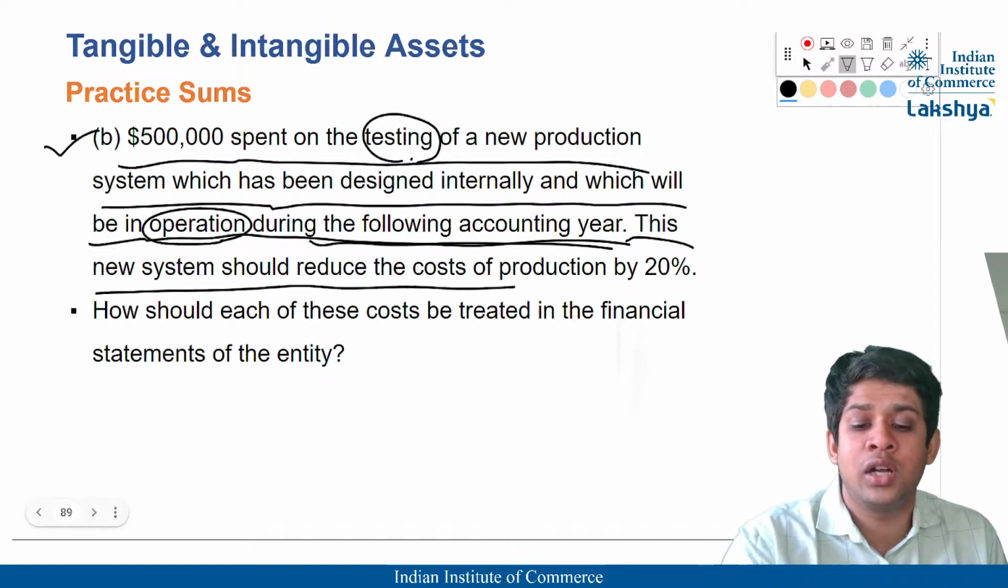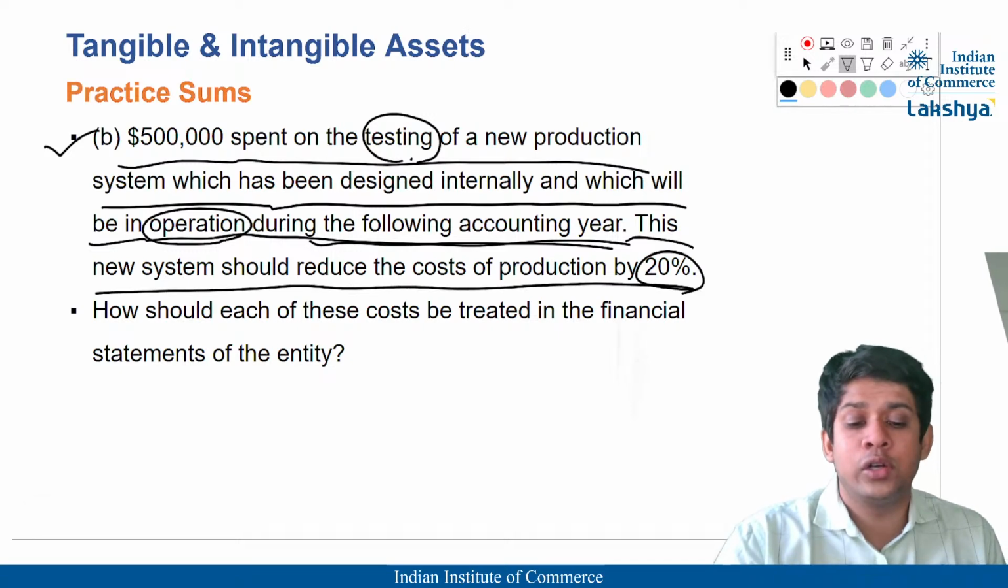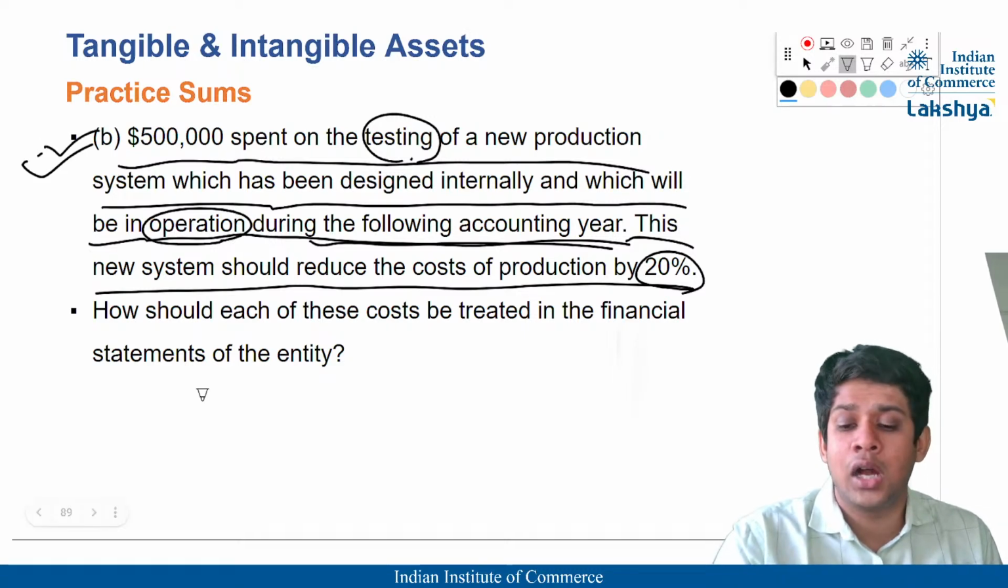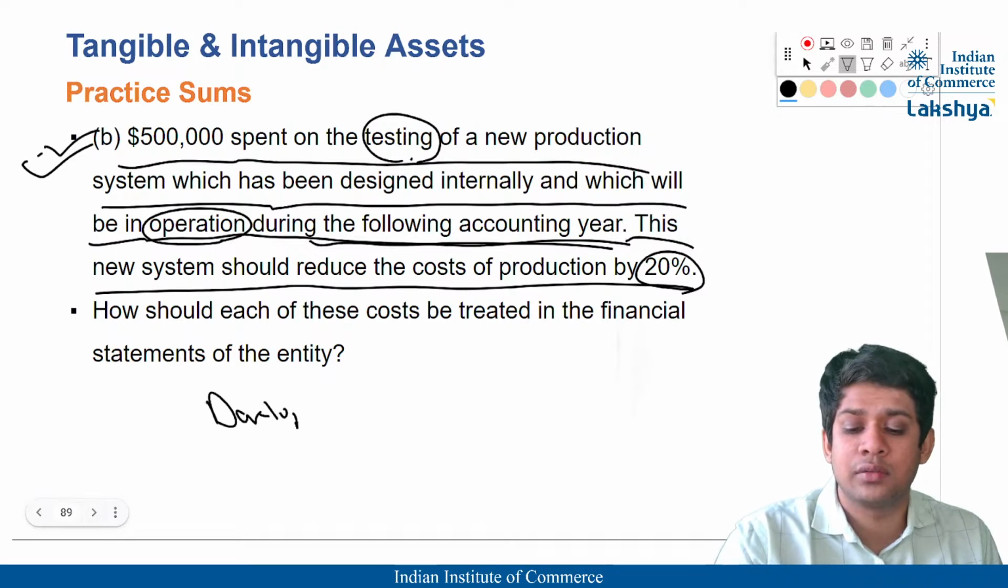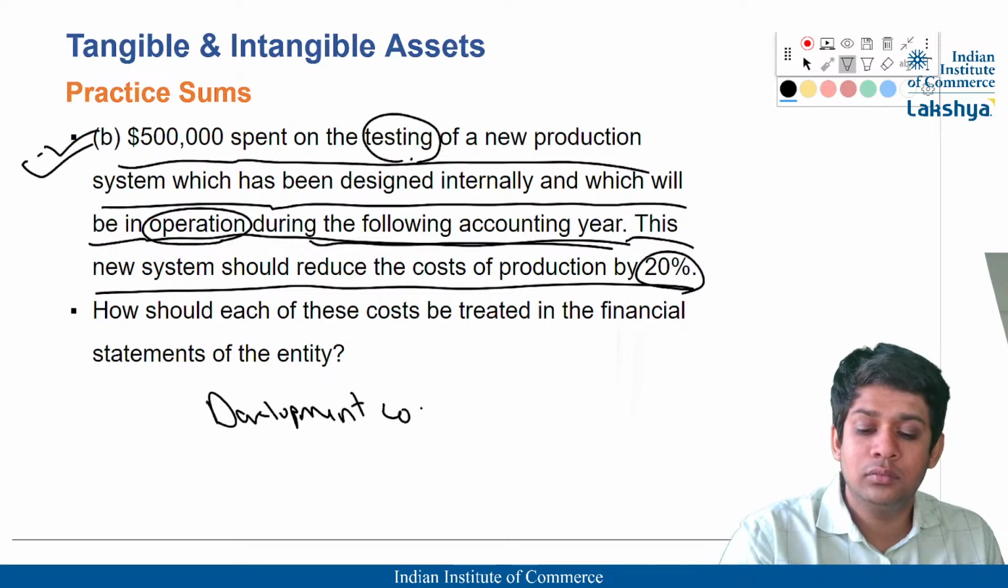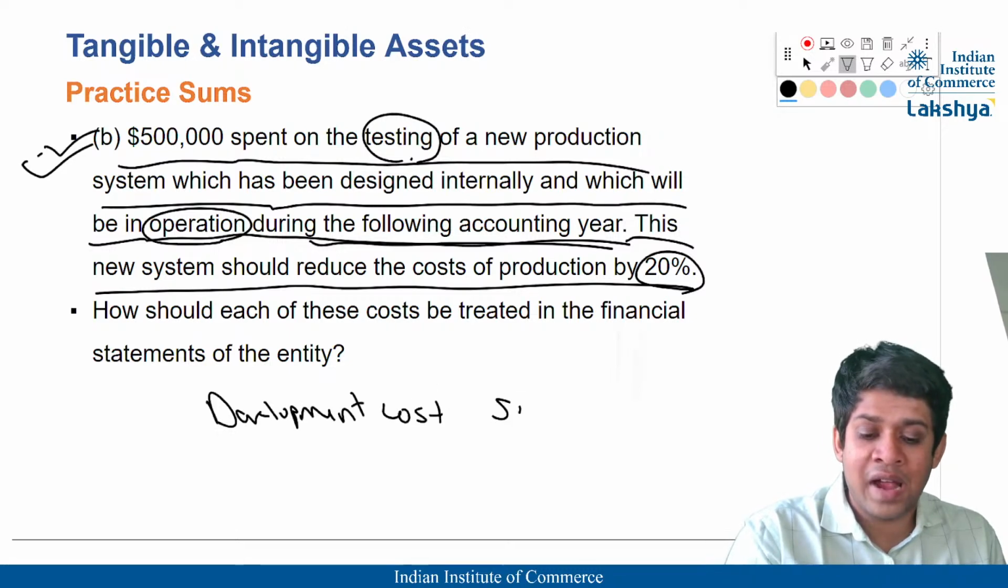So this new system should reduce the cost by 20%. So it is also bringing me probable economic benefits through internal cost savings. So then this can be classified as an intangible asset under the name development cost of $5 lakh.